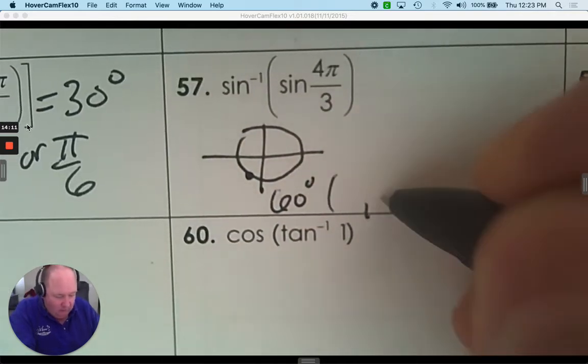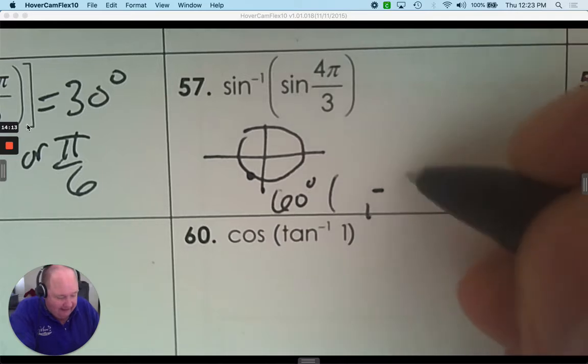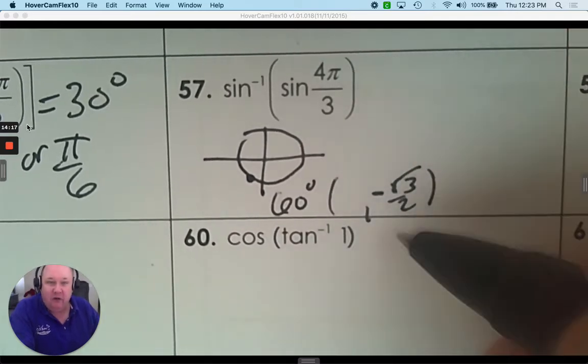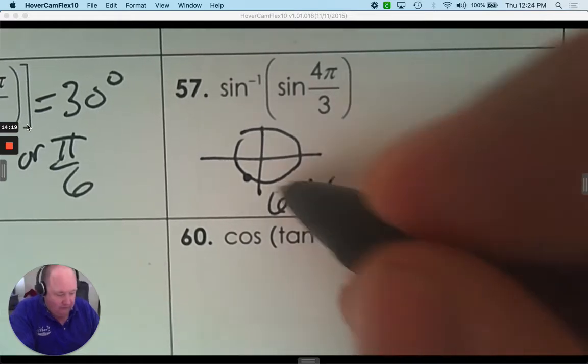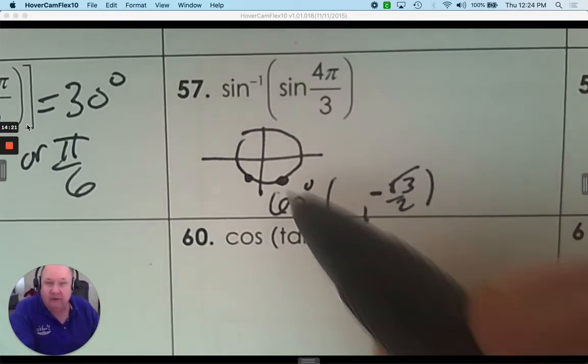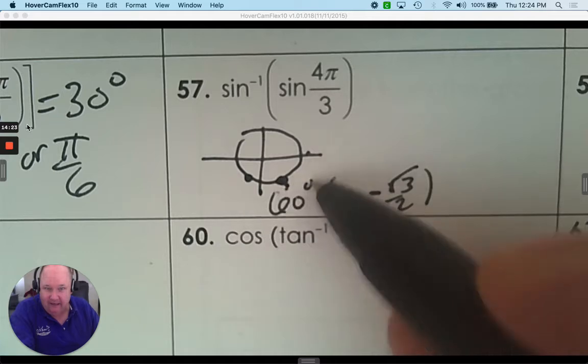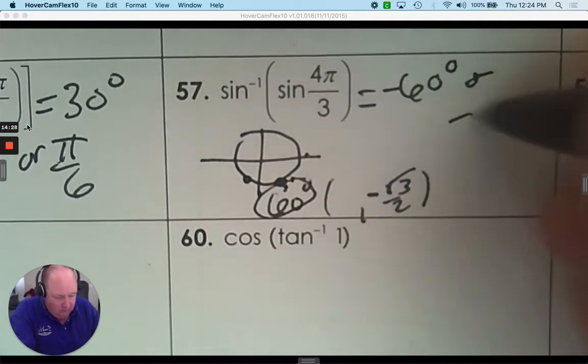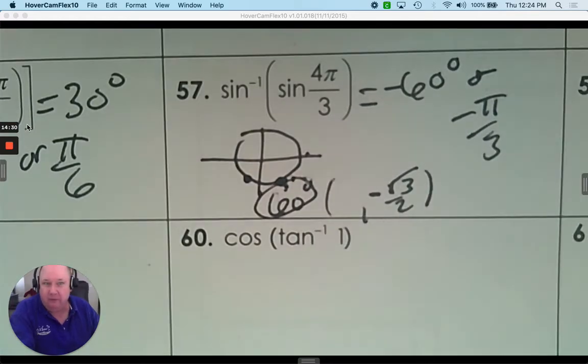The y coordinate there is what I'm worried about. That's negative root 3 over 2, right there at the bottom. So I need to know what angle also gives me that answer. It's right here at the bottom, so it's in quadrant number 4 as a negative angle. So I write that as a negative angle, or you could write that as negative pi over 3.